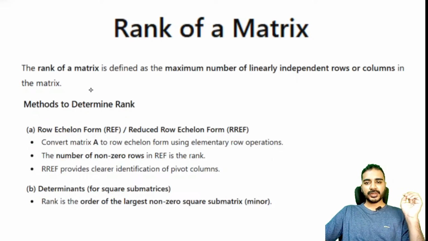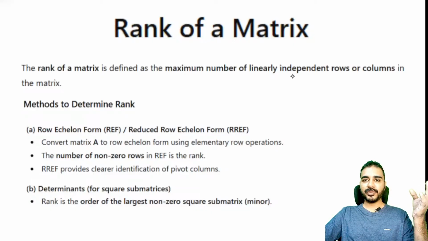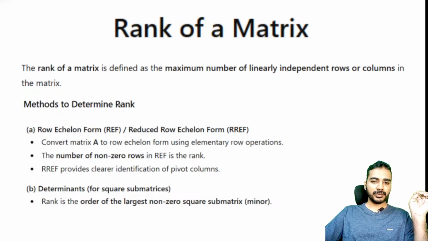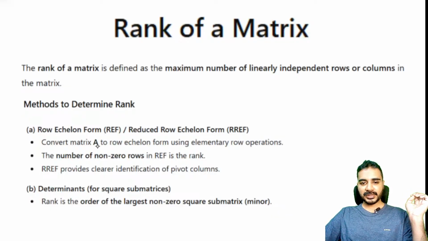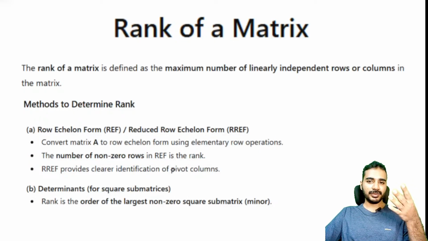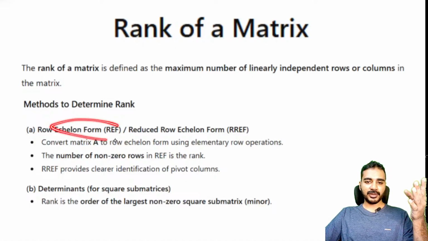The rank of a matrix is defined as the maximum number of linearly independent rows or columns. We have more than two methods, but we will discuss two methods to determine the rank. The first one is the row echelon form, or REF form. We need to convert the matrix into row echelon form using elementary row operations. Then the number of non-zero rows in the REF is the rank. We can do the problems and understand the REF method better.